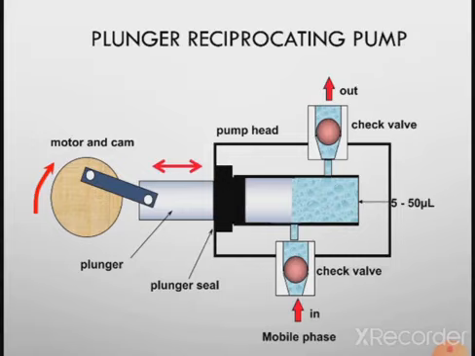At that time the check valve at the inlet side gets blocked due to the increasing pressure, and the liquid tries to open the check valve in the outward direction, and from here the pressurized liquid is the outlet, we are getting the outlet from the pump. The chamber size varies from 5 to 50 microliter. So as shown in the diagram, this is a simple reciprocating pump.